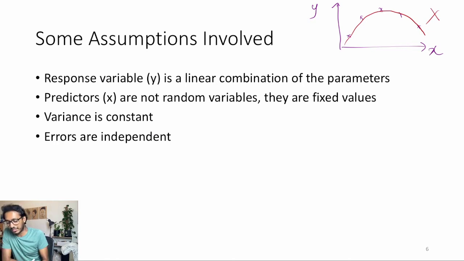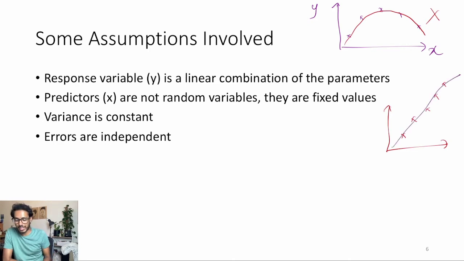If we see a data set where the data more or less follow a linear relationship, we are like, oh yeah, sounds good, we can make a linear model out of this, right? That is the primary assumption, I would say. And then we have the second assumption, that predictors are not random variables. We assume that they are fixed values. So x values are fixed, not random.